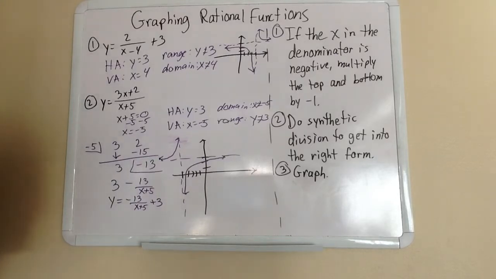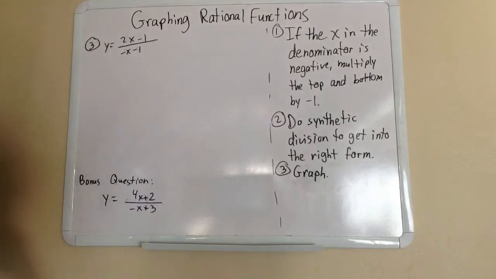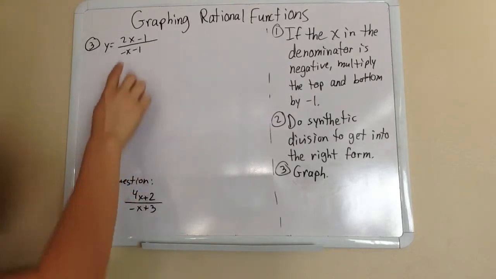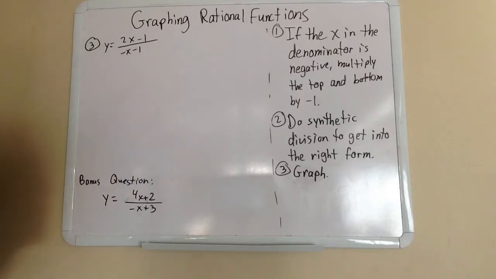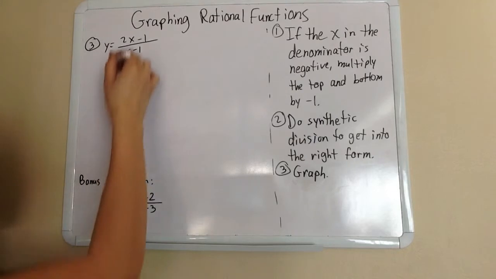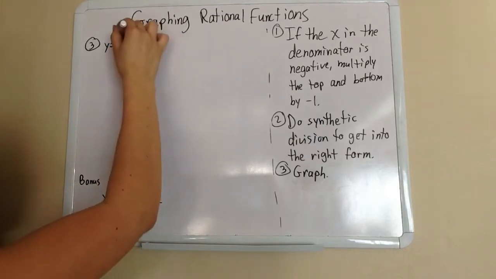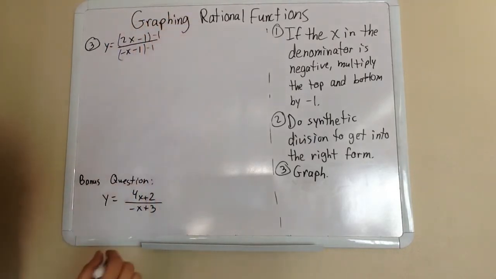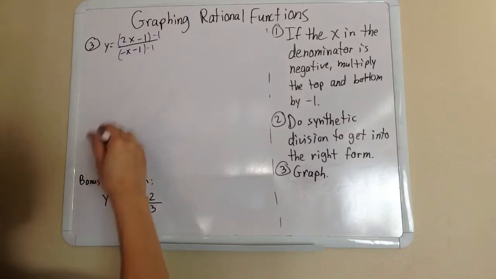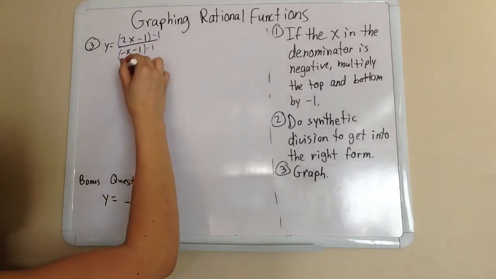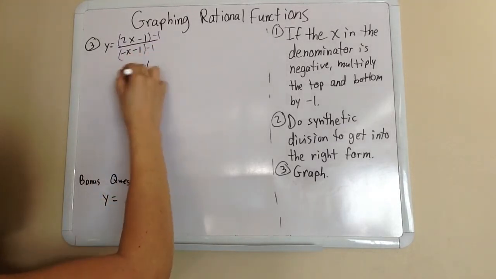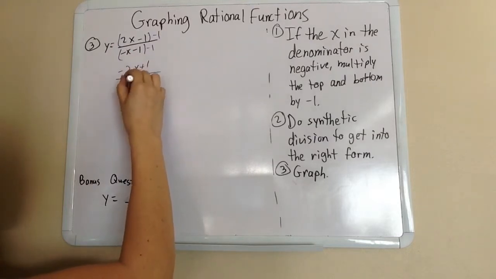Alright, so I'm going to do one more example of the graphing stuff, and then I'll give you your bonus question. So here's our last example before the bonus question. So first off, we can notice that there is a negative in the denominator. So that means we need to multiply the top and the bottom by negative 1. So I multiply the top and the bottom by negative 1, and I need to make sure to distribute that. So on the top I'm going to get negative 2x plus 1, and on the bottom I'm going to get x plus 1.